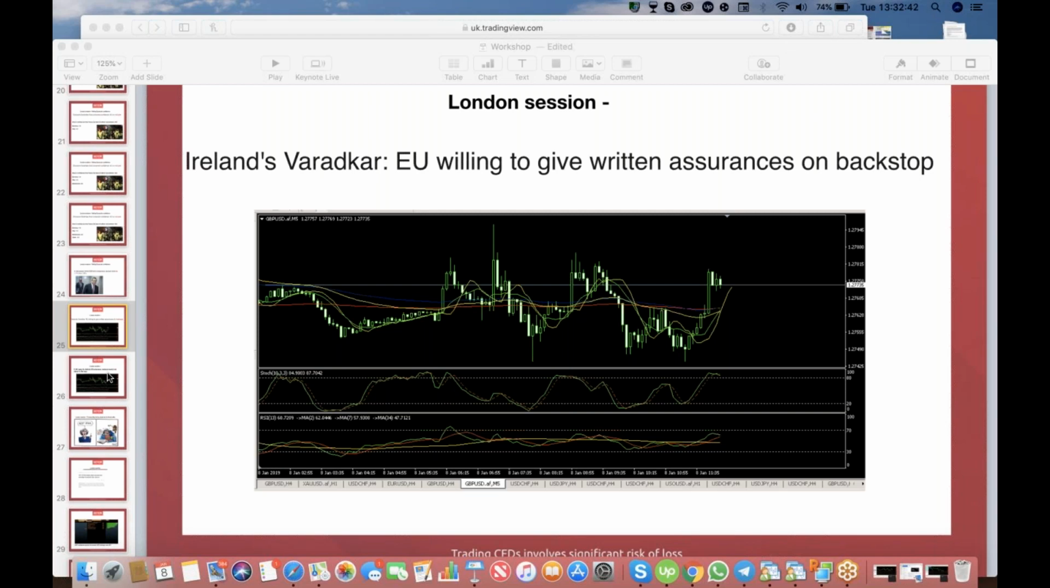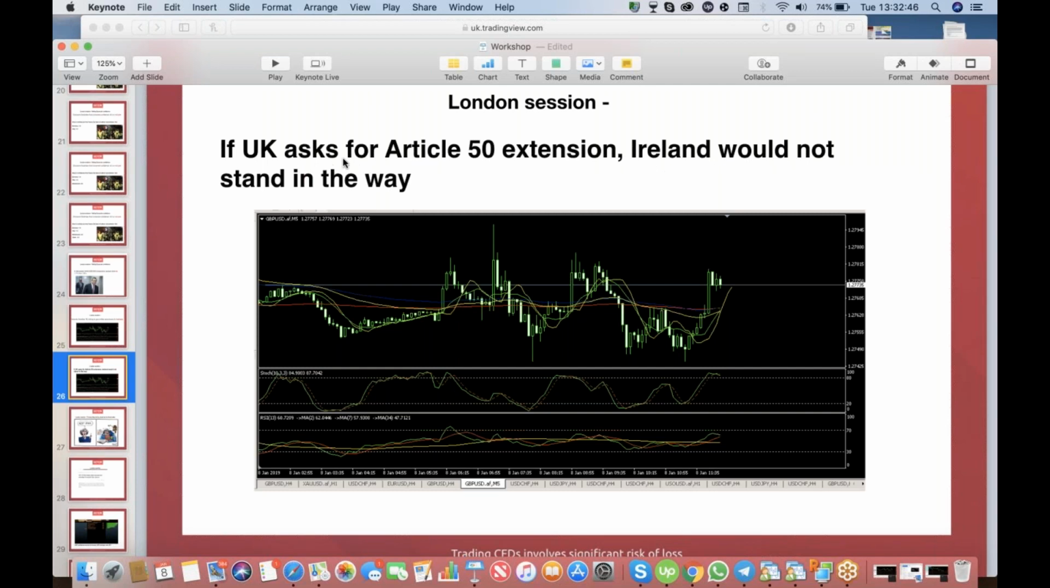Okay, and Ireland said that if the UK asked for an Article 50 extension, Ireland would not stand in the way. It's just interesting, this Article 50 extension is being brought up again. The Prime Minister May has denied that, but it's interesting, it's coming up again. There's an old saying, isn't there? There's no smoke without fire. Sometimes you'll continually get things mentioned over and over again, but it won't always necessarily materialize in the way the headline says. So just be aware of that Article 50 extension.